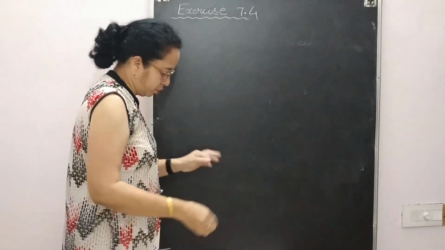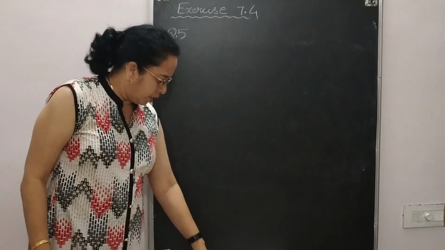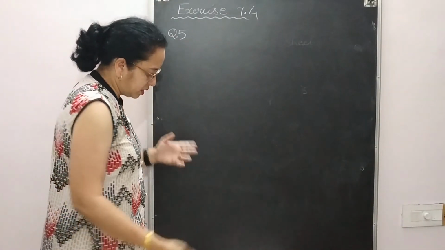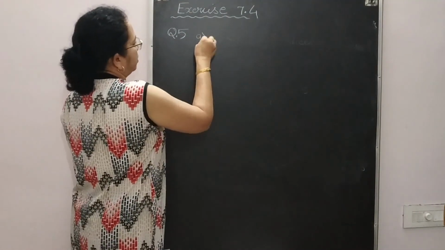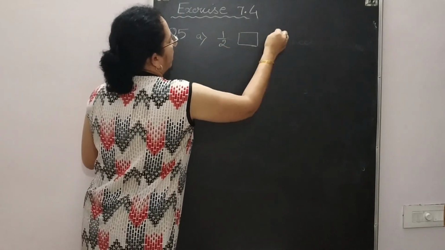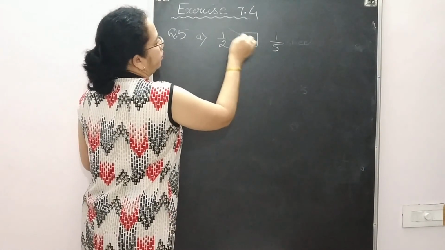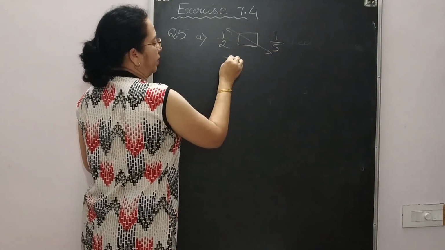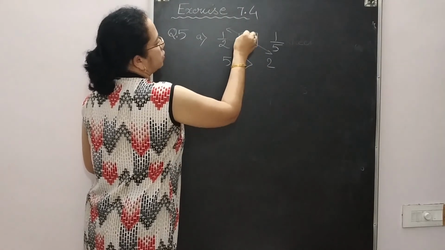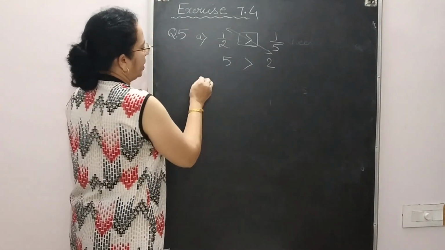Now my next question is question number 5. How quickly can you do this? Again, fill up the blanks. Same question. Let me take two questions again. 1 by 2 and 1 by 5. Again somewhere numerators are the same, somewhere denominators are the same. Best way, do cross multiplication. This 5 and this 2. So 5 is greater. So 1 by 2 is the greater fraction.